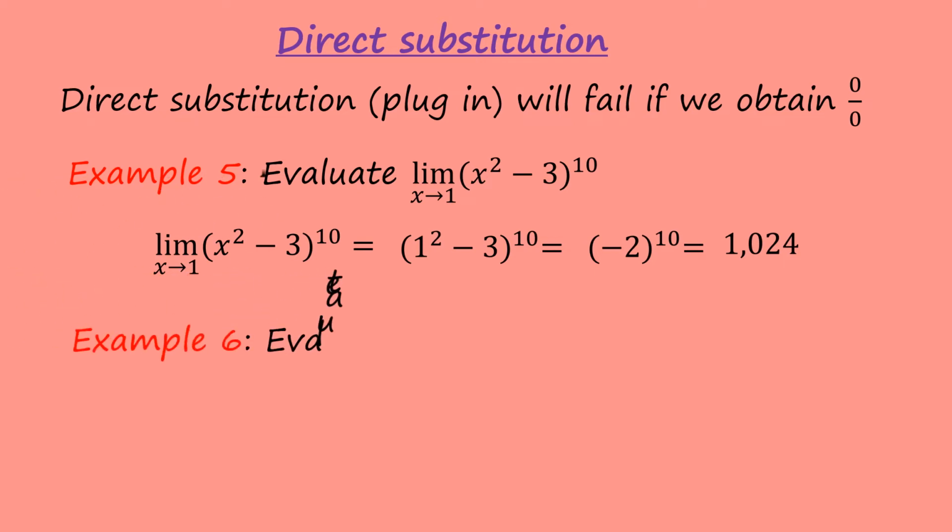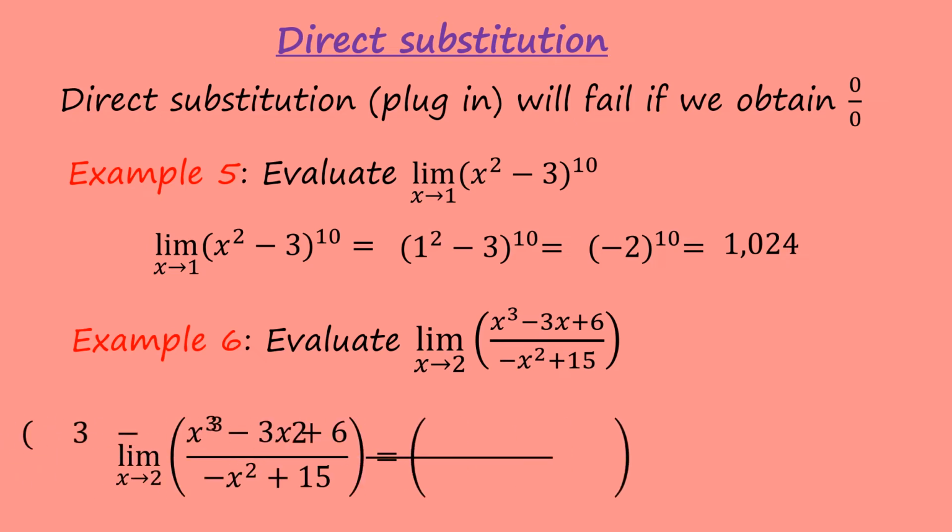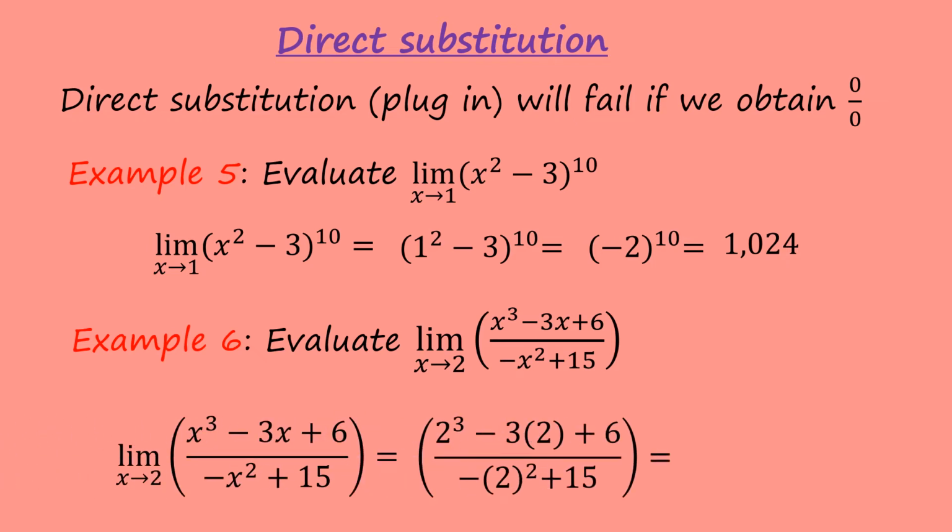Let's consider another example where we want to evaluate this. The next thing we need to do is to plug in our value of 2. Then we have 2 to the power of 3 minus 3 multiplied by 2 plus 6 over minus 2 to the power of 2 plus 15. In this case, when we do it properly, we get 8 minus 6 plus 6 over minus 4 plus 15. And when we do our addition properly, we get 8 over 11.